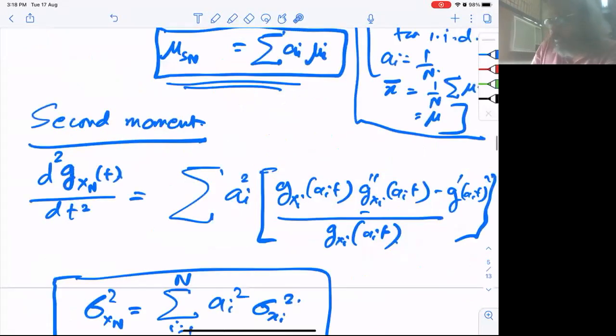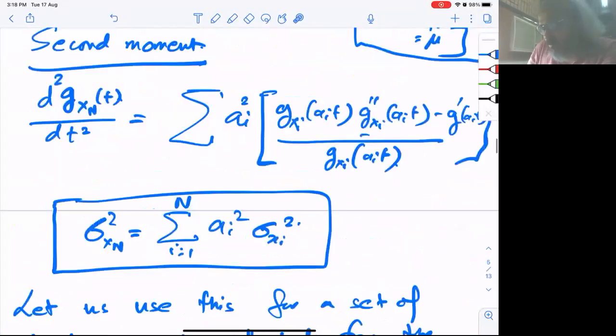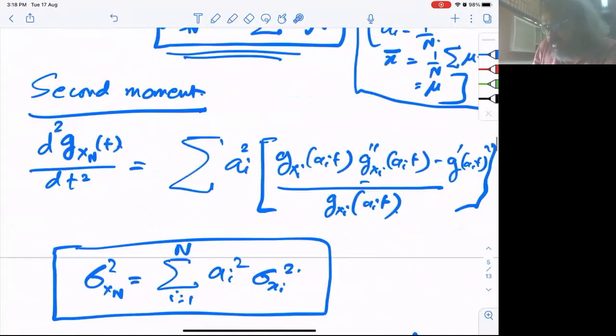Similarly, the second moment is kind of interesting. You can calculate it. I'll give you the notes, but you can go through it. Like the derivatives, both of them act on one.